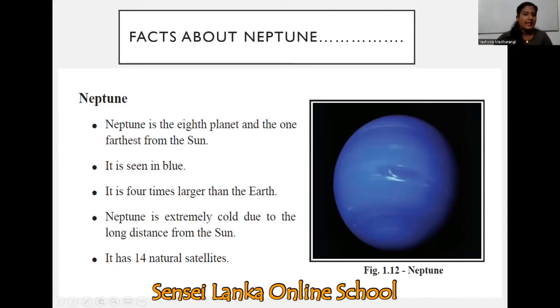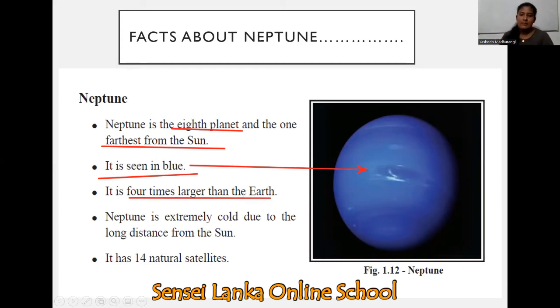It is the farthest, and also the eighth. 8th planet. It is seen in blue. Can you see it is seen in blue color? It's 4 times larger than the Earth.